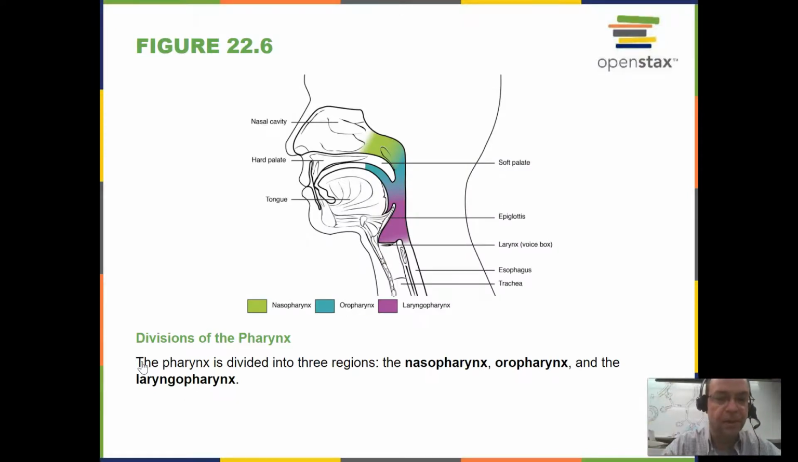Okay, here's another view. Again, nasal cavity, oral cavity, the tongue. Here's the nasopharynx, the oropharynx, and the laryngopharynx. Again, here's the larynx here, the voice box. Here are the vocal cords. Here's the trachea anteriorly. Here's the esophagus posteriorly.